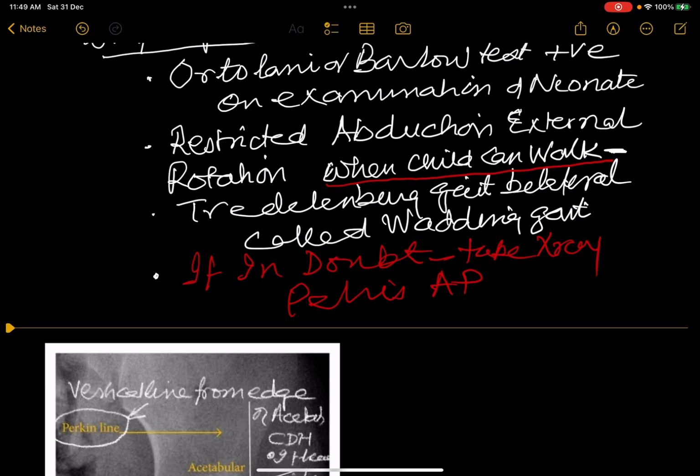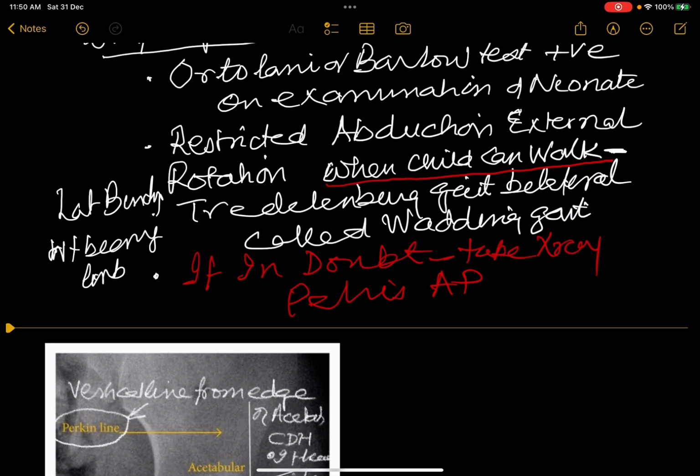If the child can walk, you will get a Trendelenburg gait, which if it is bilateral, is called the waddling gait. That means there is lateral bending of the trunk on weight bearing, towards the side of the weight bearing limb. If it is bilateral, it is on both sides. When the right limb bears weight, the trunk tilts to the right side. When the left limb bears weight, the trunk tilts to the left side.